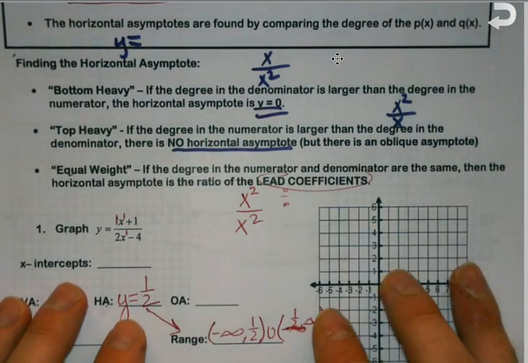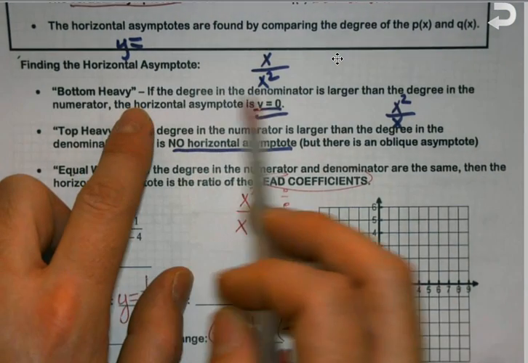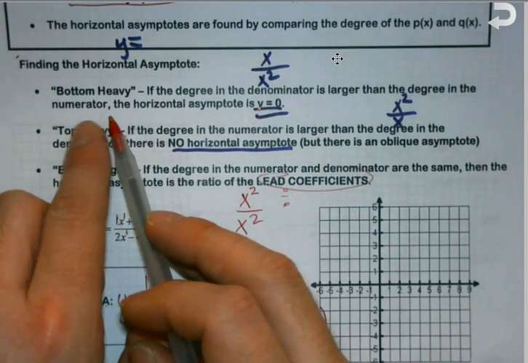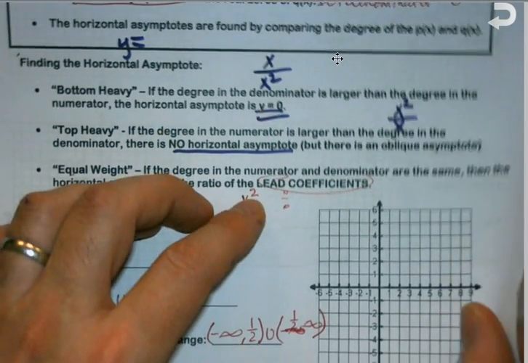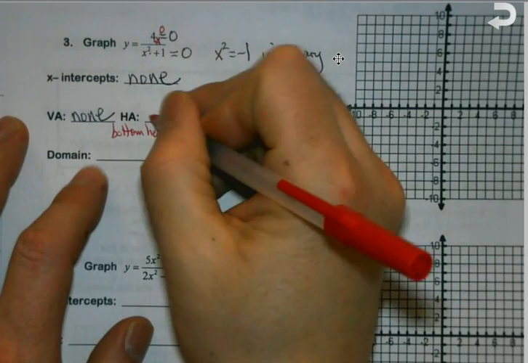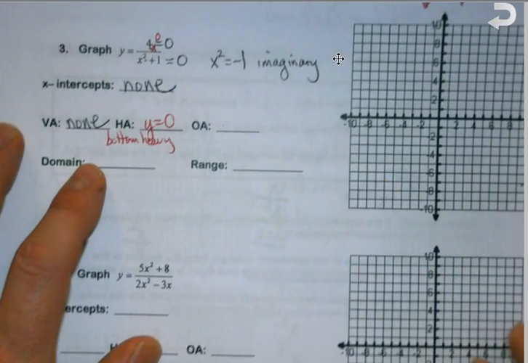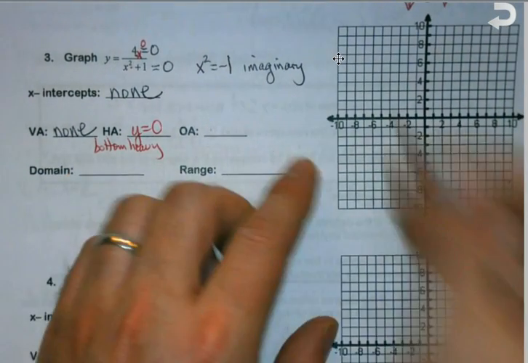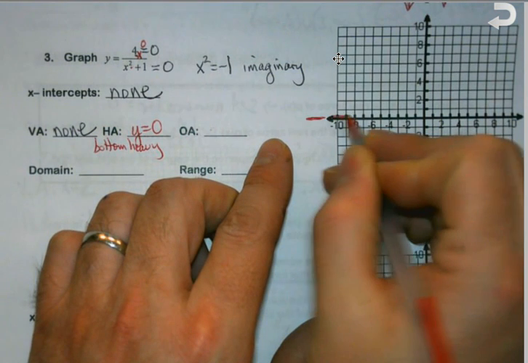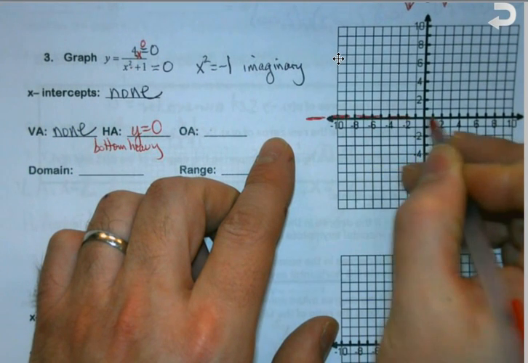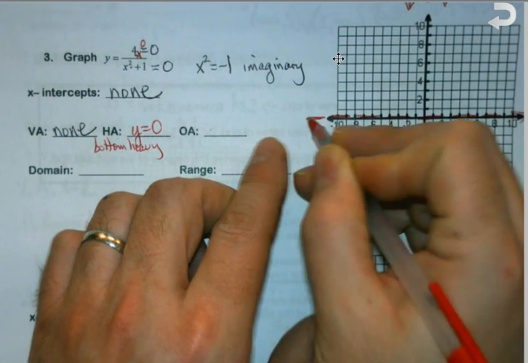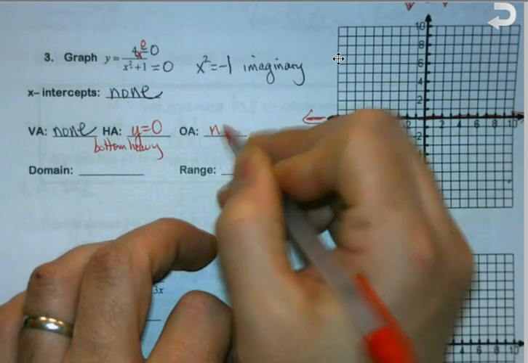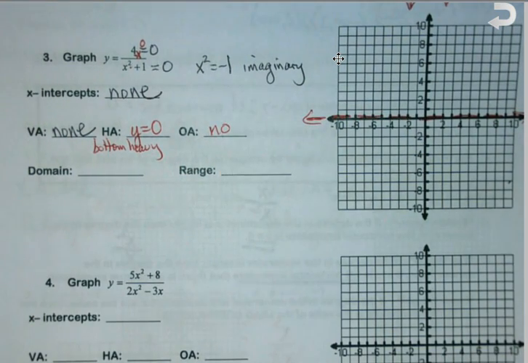What's that mean? Bottom heavy. If the degree in the denominator is larger than the degree in the numerator, the horizontal asymptote is y equals 0. Okay. Sounds like a plan to me. No other calculating to think about? Horizontal asymptote, y equals 0. So the only asymptote I have is right along the x-axis for my y equals 0. And again, when I have that, I will not have an oblique.